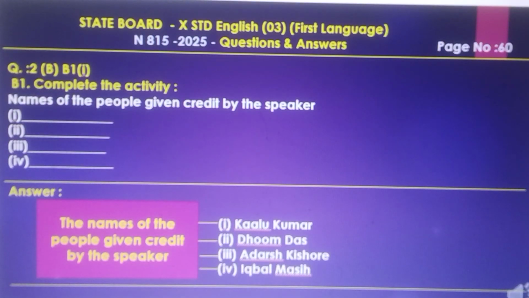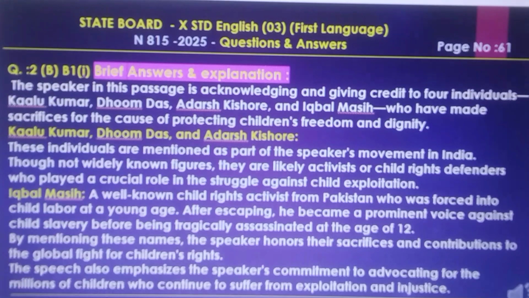The names of the following given credit by the speaker: the first one, Kailash Kumar and Doom Das and other Kishores, and Iqbal Masih. The brief answer and the explanation: the speaker in the passage acknowledges and gives credit to four individuals, Kailash Kumar and Doom Das and other Kishores and Iqbal Masih, who made sacrifices for their cause of protecting children's freedom and dignity. Kailash Kumar, Doom Das and other Kishores are individuals mentioned as part of the speaker's movement in India.